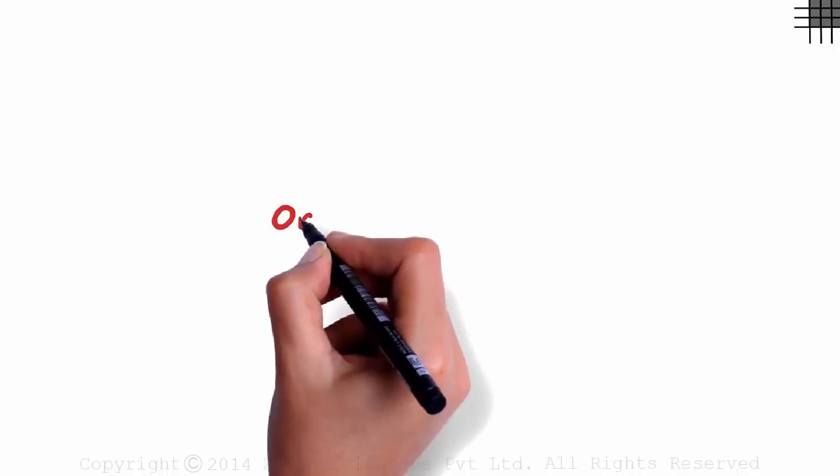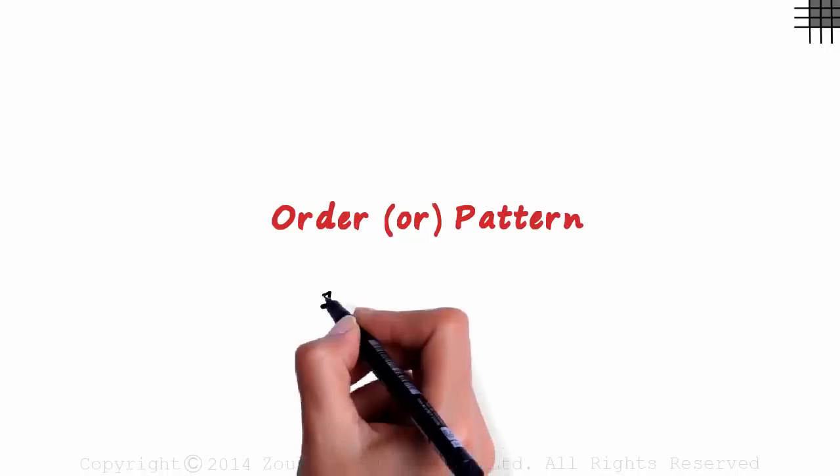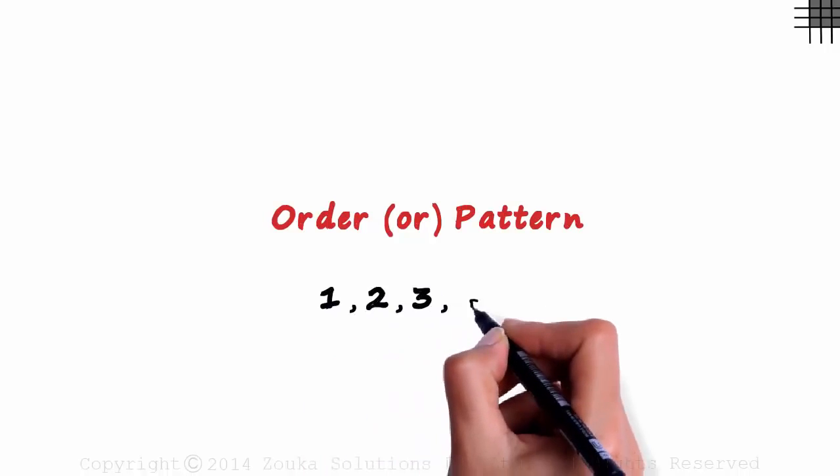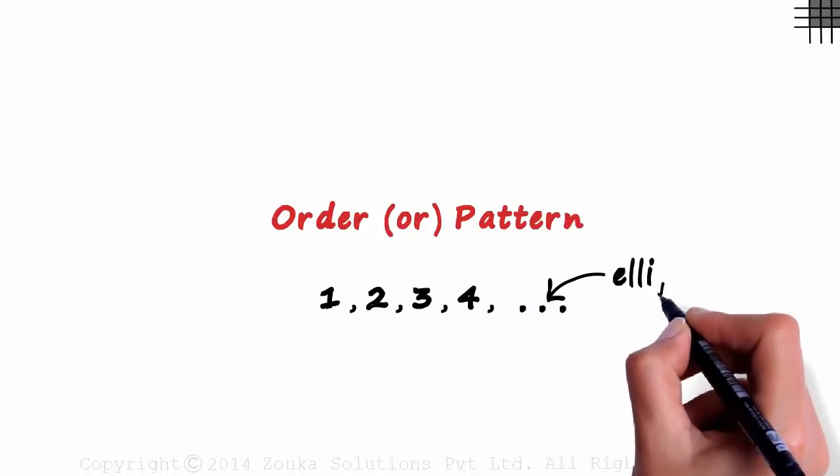A sequence is simply a set of numbers in a particular order, or a set of numbers which follow a pattern. The most basic example of a sequence is that of counting numbers: 1, 2, 3, 4, and so on. The numbers follow an increasing pattern. The 3 dots mean the list goes on forever and are referred to as the ellipses.